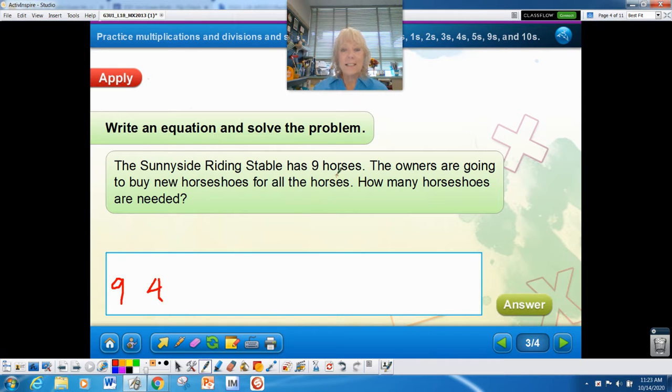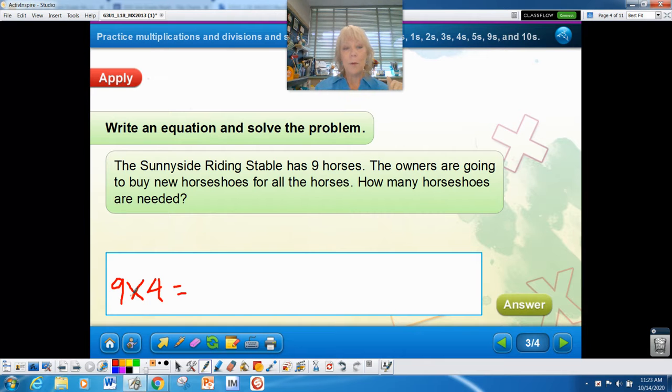And what is it asking us to do? How many horseshoes are needed? So for each one of these 9 horses, each one will need 4. So we are going to take the number 9 and we are going to make it bigger. So that means we are going to use the operation of multiplication, and we're going to multiply it to find how many horseshoes altogether do they need to buy so that all 9 horses get 4 horseshoes.